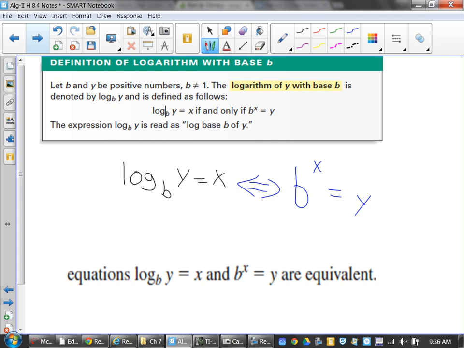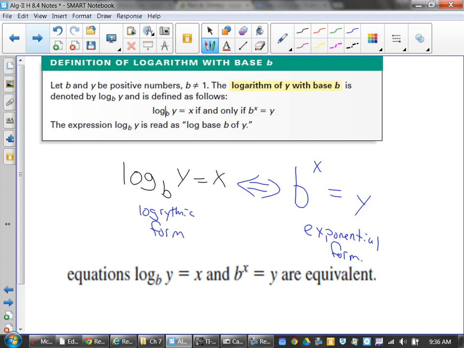Now, what this looks like is this: this is logarithmic, and this is exponential form. And when we work with logs, they go back and forth between each other, between logarithmic and exponential, depending upon what you're working with.